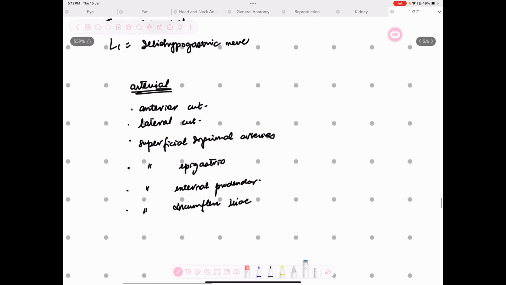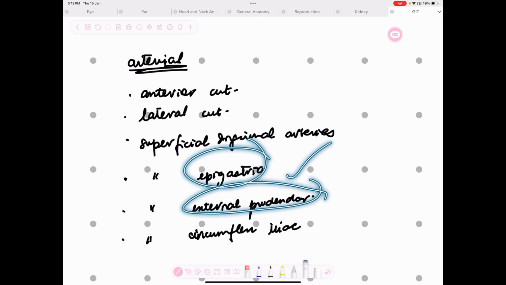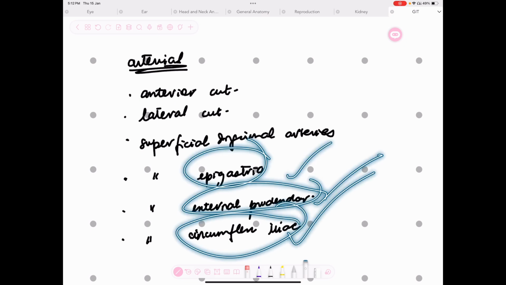Now where does the arterial blood supply come from? From the anterior cutaneous artery, lateral cutaneous artery, superficial inguinal artery, then superficial epigastric artery, superficial external pudendal which supplies the genitalia, and superficial circumflex iliac, okay?